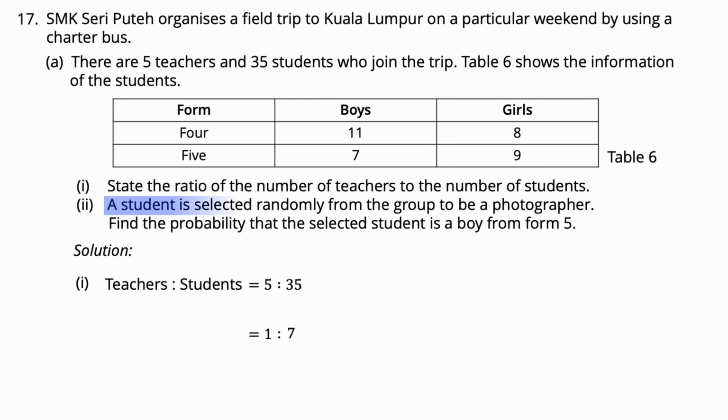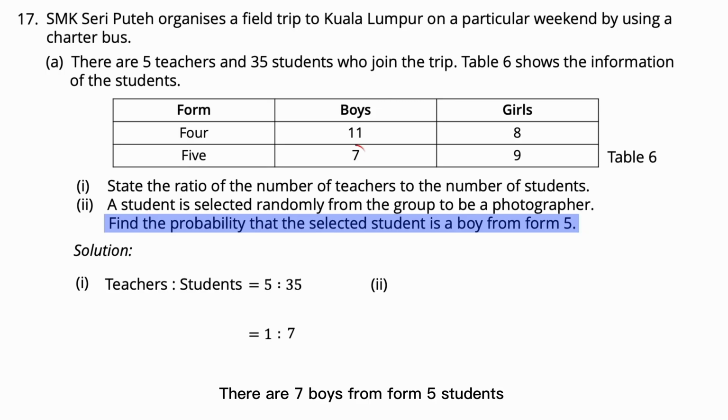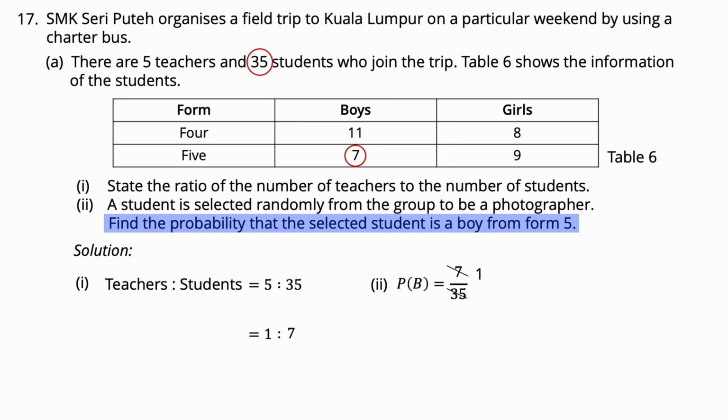Question 2. A student is selected randomly from the group to be a photographer. Find the probability that the selected student is a boy from Form 5. There are 7 boys from Form 5 and the total number of students is 35. Therefore, the probability that the selected student is a boy from Form 5 is 7 over 35. Simplify the fraction. 7 divided by 7 is 1 and 35 divided by 7 is 5. The probability that the selected student is a boy from Form 5 is 1 over 5.